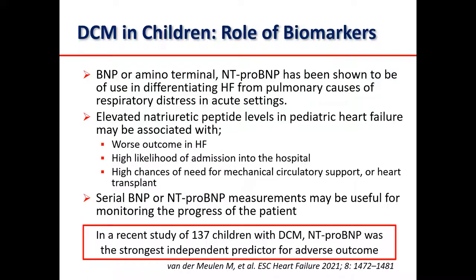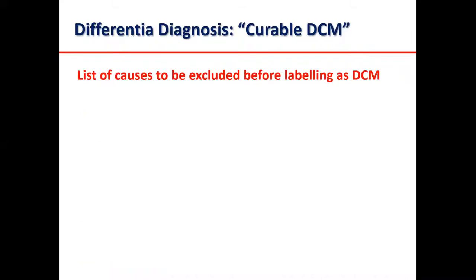In fact, in this study published recently of 137 children, it was found to be the strongest independent predictor of adverse outcome. So they did multivariate analysis. And of course, there were many factors which were associated with worse outcome, but NT-proBNP level was the strongest predictor in the multivariate analysis for adverse outcome. So we must exclude these causes before labeling somebody DCM. And I like to call it curable DCM, although it's a misnomer because DCM is not supposed to be curable.